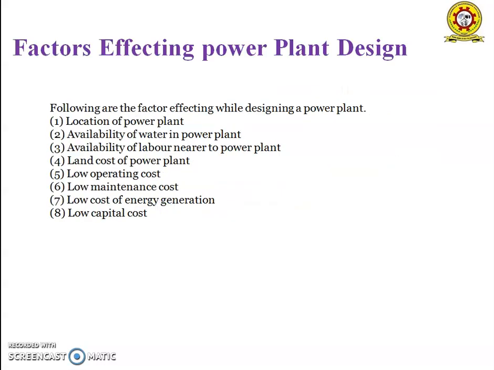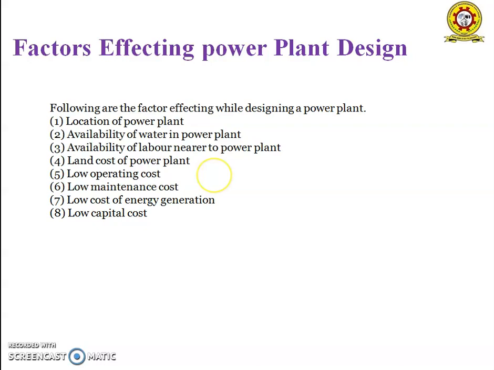Factors affecting the power plant design. The following are the factors affecting the design of a power plant. Location of a power plant. Based on the location of the power plant, it should vary for the different power plants. In a diesel power plant, it should attain a most sustainable quantity. And the availability of water in the power plant. A hydropower plant requires a large amount of water, while other plants require a small amount when compared to the hydropower plant.